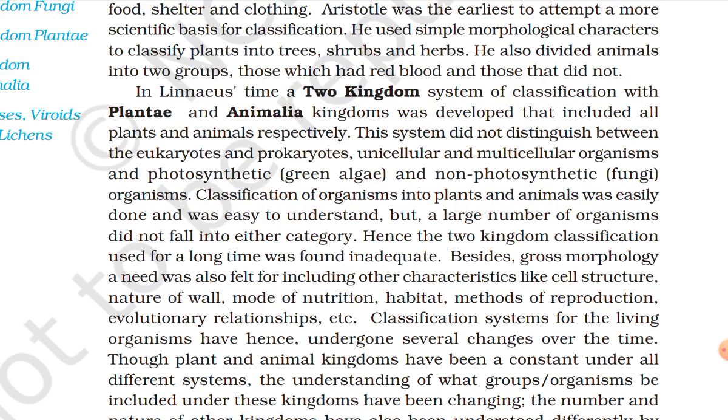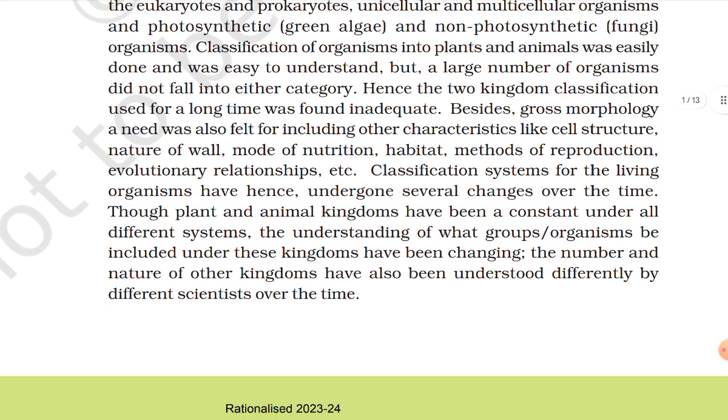Besides gross morphology, a need was also felt for including other characteristics like cell structure, nature of wall, mode of nutrition, habitat, methods of reproduction, evolutionary relationship, etc. Classification systems for living organisms have hence undergone several changes over time. The plant and animal kingdoms have been a constant under all different systems. The understanding of what groups of organisms should be included under these kingdoms has been changing. The number and nature of other kingdoms have also been understood differently by different scientists over time.